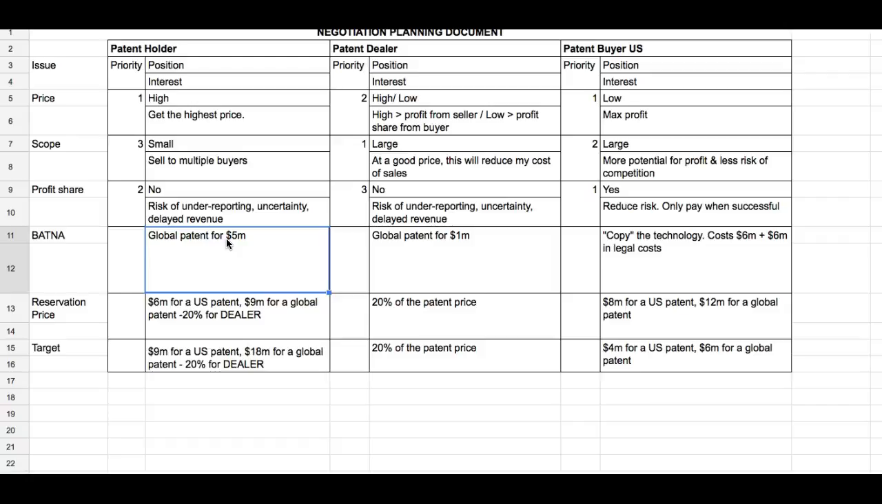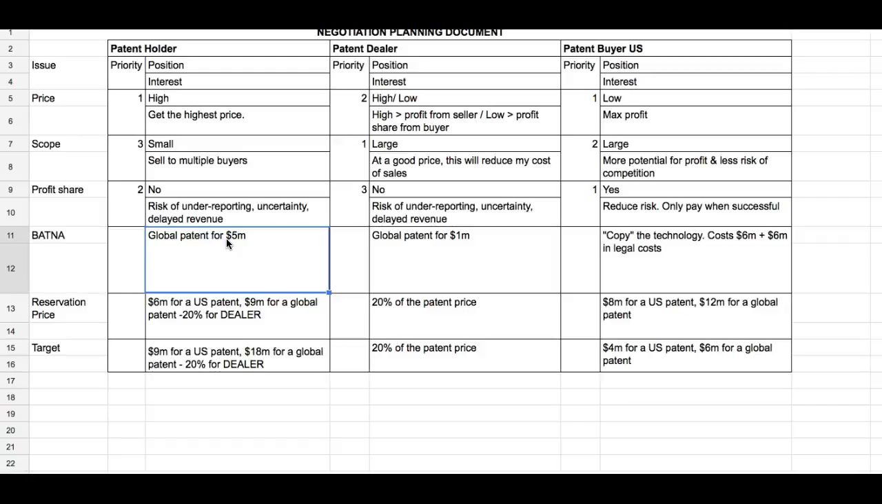So that's the deal that's on the table. That's a deal that they could have. If they would sign it, then basically he would sell his patent for 5 million. He would pay the dealer 1 million. He would take 4 million to himself, and that's it. Case closed. This negotiation would not need to take place then. And what is the BATNA for the patent buyer in the U.S.?